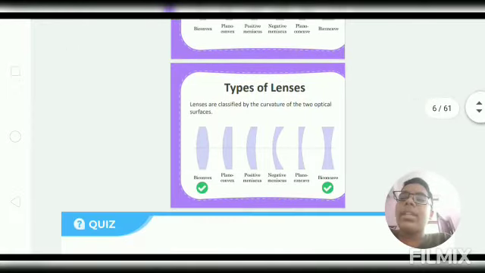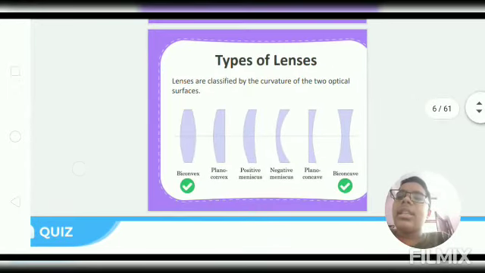Let's go to the topic, types of lenses. Lenses are classified into different types, but the main important lenses are biconvex lens and the biconcave lens.